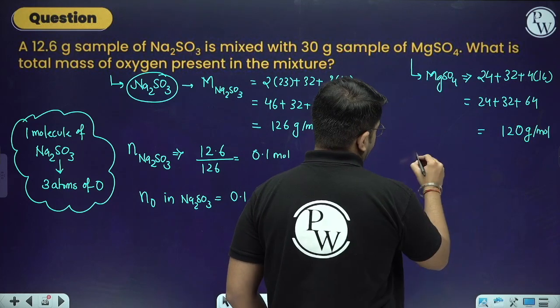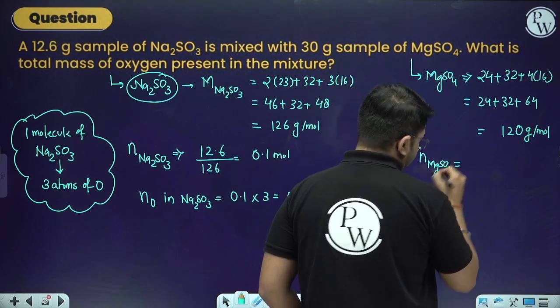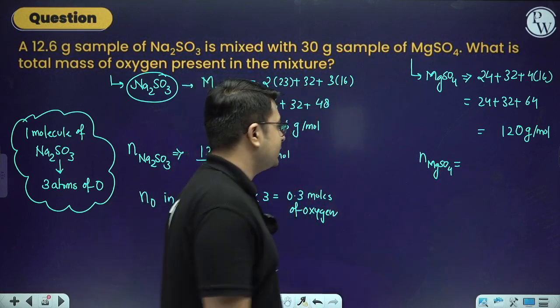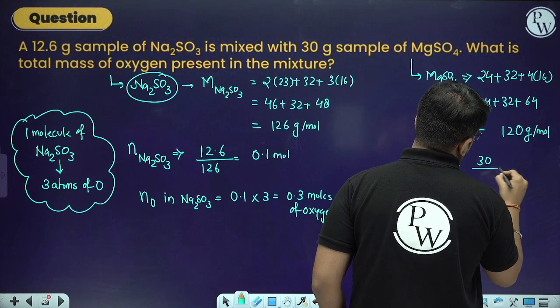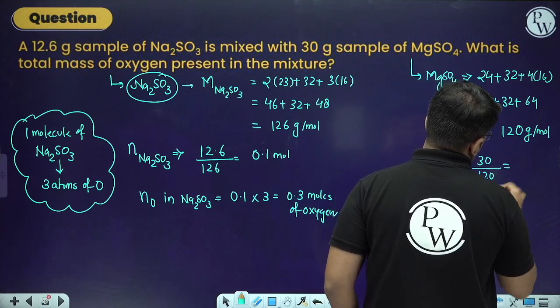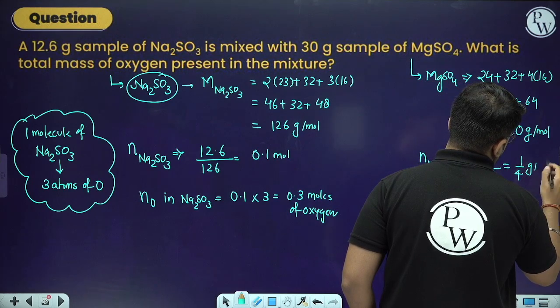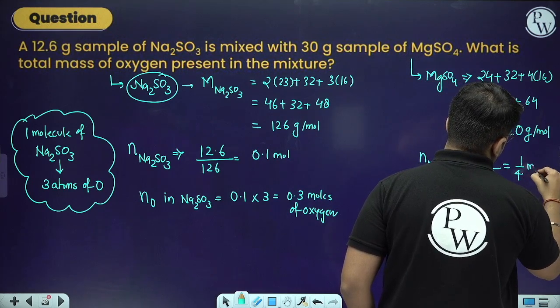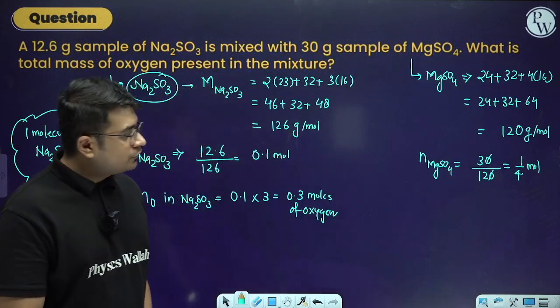Okay. Can I calculate the number of moles of MgSO4? Yes, very easily. So in this case, I have given weight, which is 30 divided by 120. So that will be 1 by 4 moles. Okay. So total moles of MgSO4 are 1 by 4.